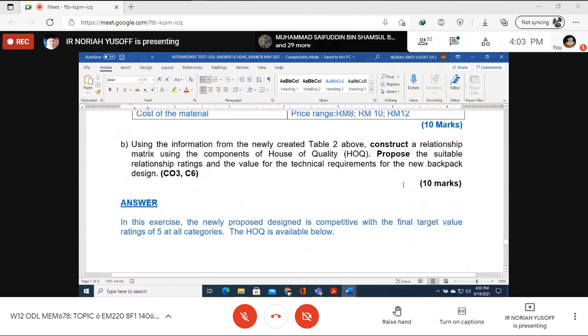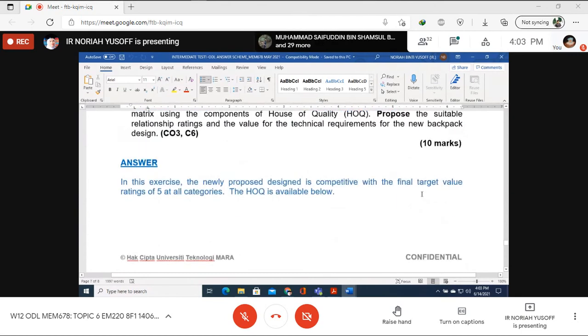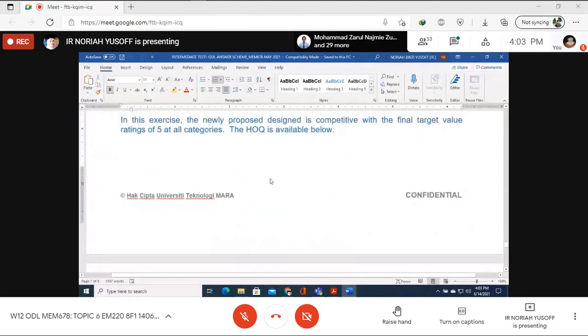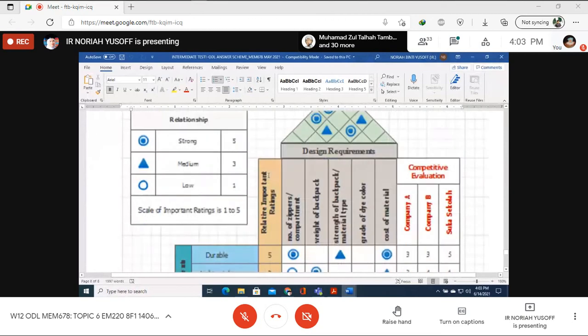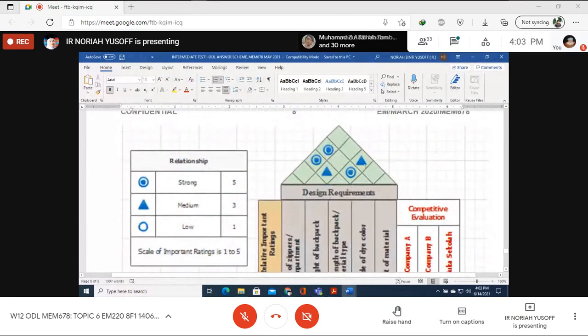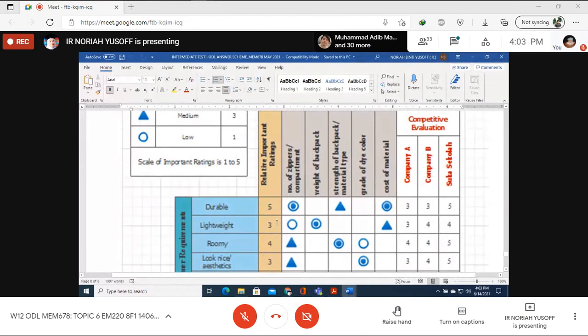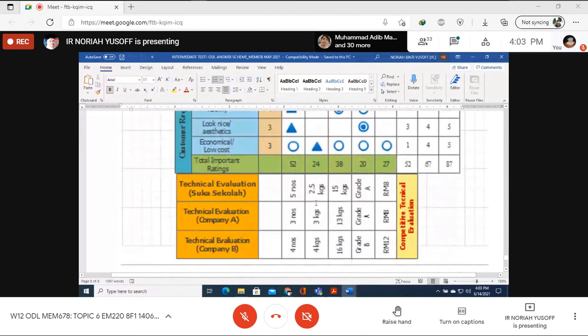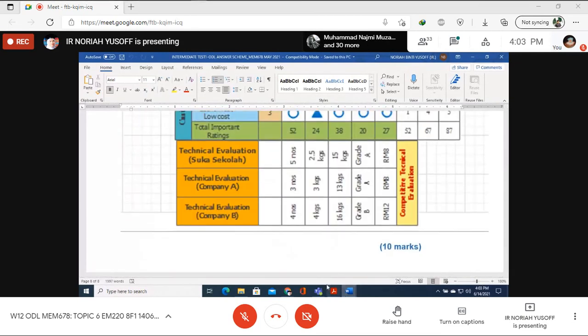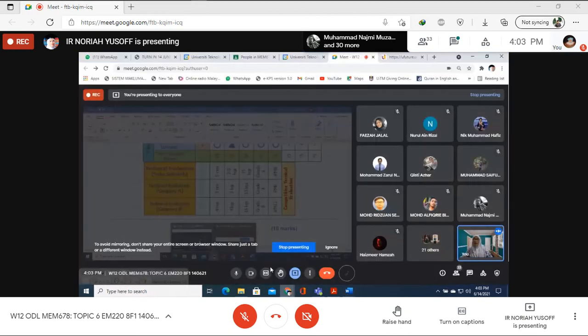So here propose a suitable relationship ratings, use the HOQ. Ramai yang betul yang ni. Cuma you tak letak satu jawapan lagi, justification of your decision tu. Kalau setakat betul ni saja dapat 7. Ni satu markah, ni satu, ni satu, 7 markah. If you include the justification, dapat another 3 marks. So 4 marks. Okay?